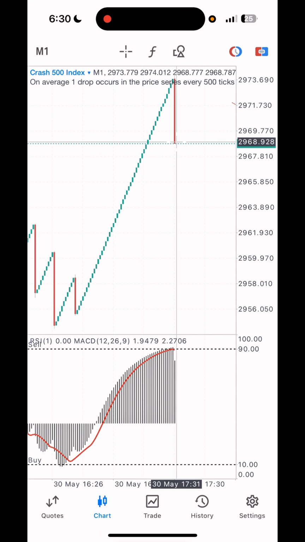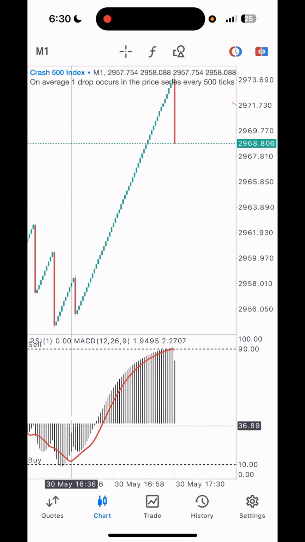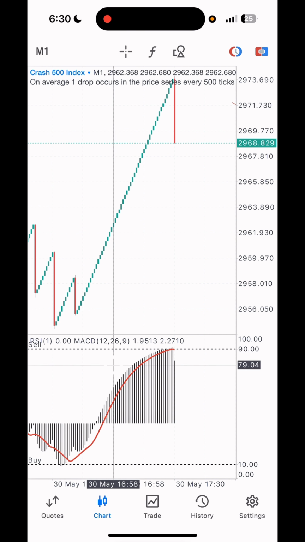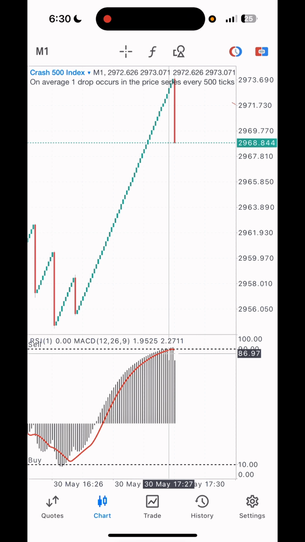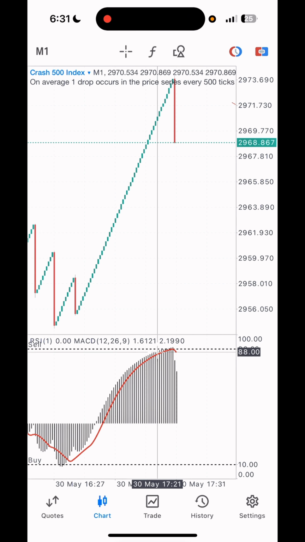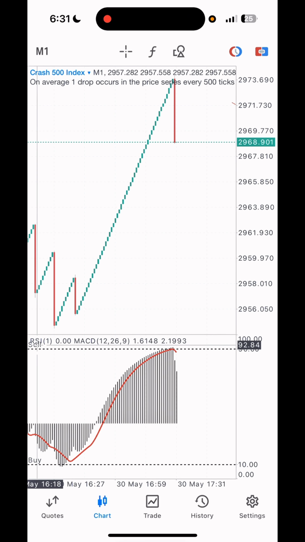Now take a look. I just told you that you should be looking for a sell, and immediately we saw a spike at this very point. The spike happened here when the MACD gets to the level of 90. So immediately the MACD gets to the level of 90 at this very point, you sell. Take a look at this point. Look at the sell.